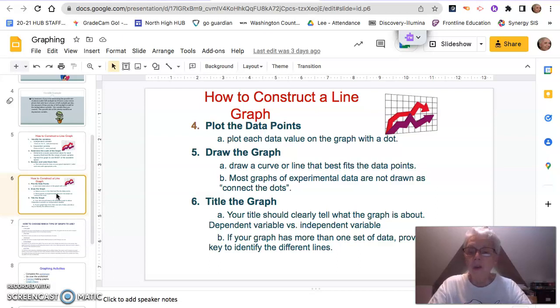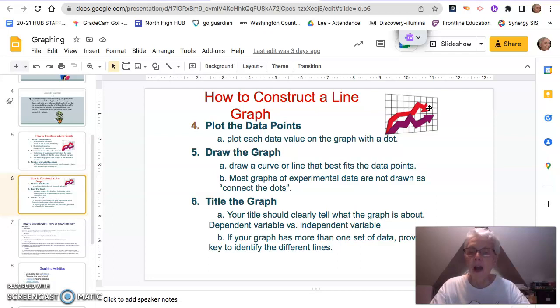The next thing you're going to do is plot your data points. So you'll plot each point using your x-axis guide to go to your y-axis and giving yourself a point. Then you're going to draw a curve or a line that best fits those data points. Look at this line here. You can tell where the data points were. Most graphs of experimental data are not drawn as a connect the dot. It's usually a best fit line.